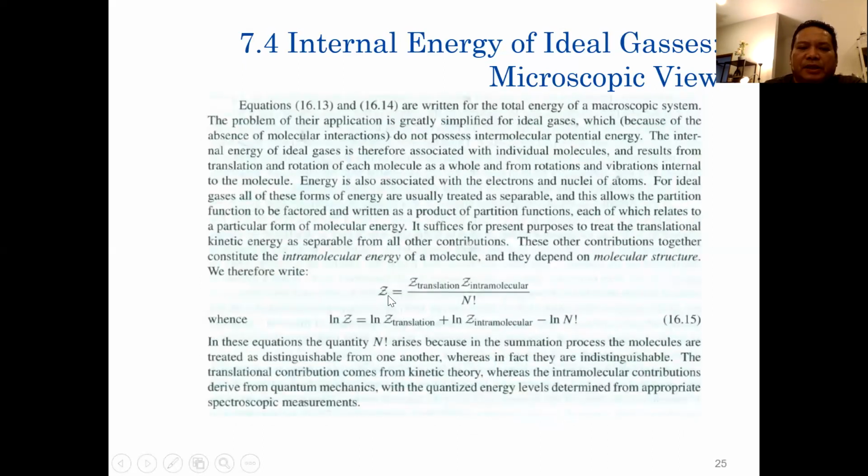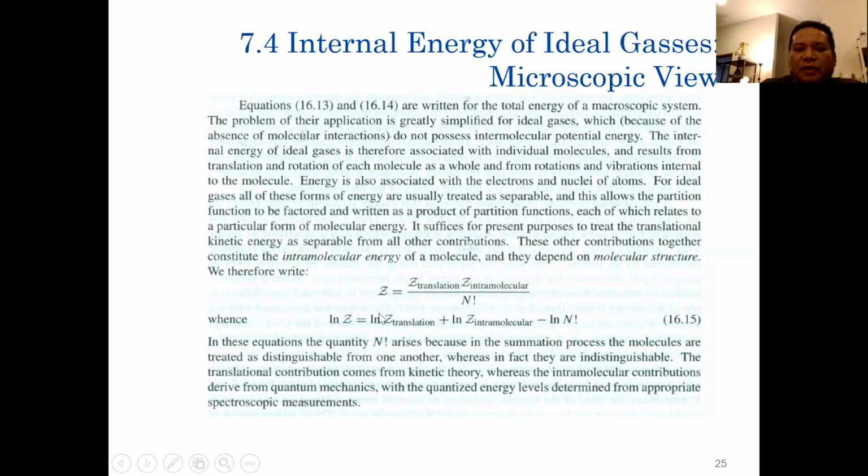So this partition function has two parts here. We have translation and intermolecular. Translation means the molecules move around, and intermolecular is the bombarding or the attraction there. So hence the Z.